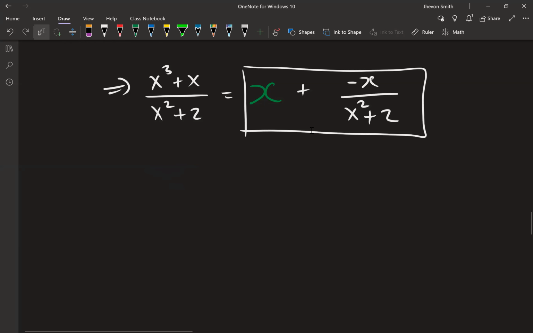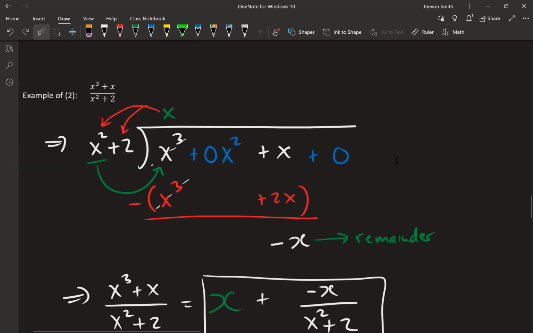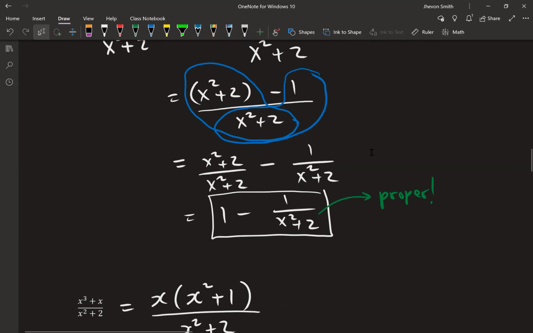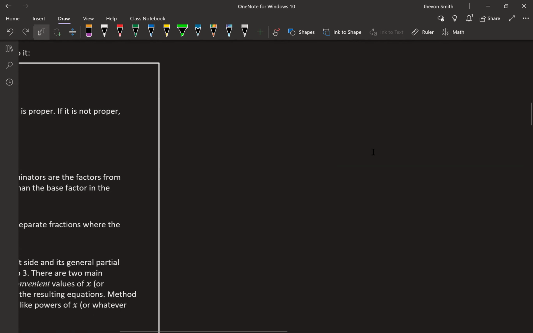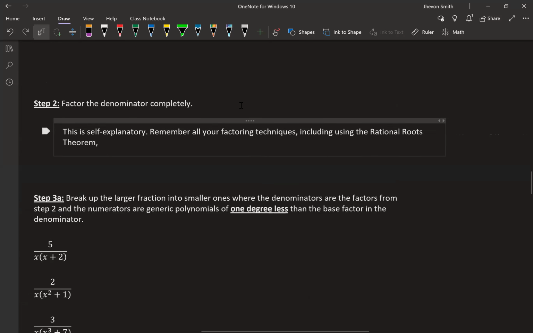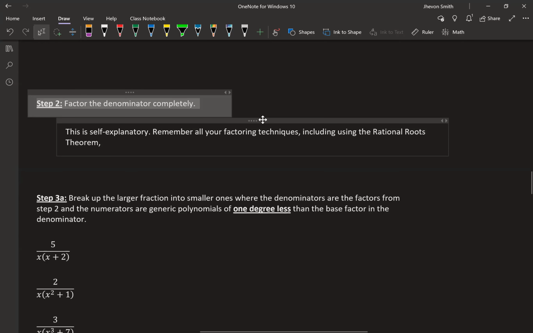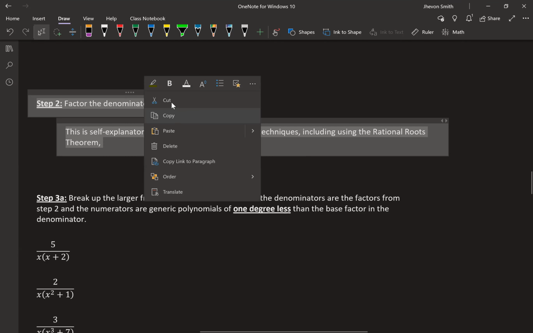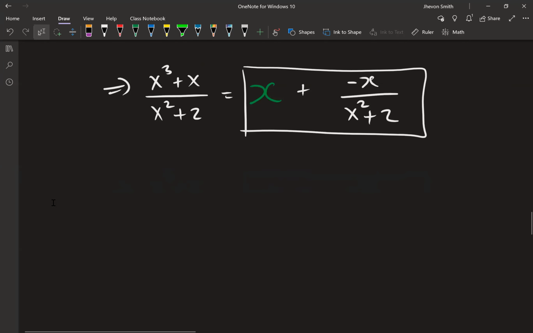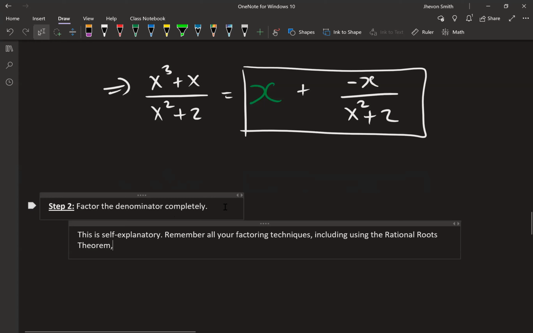Again, if you don't remember that, you have to review that on your own time. I don't want to get into it. So that is a situation where you don't have a proper rational function and you want to make it proper. Let's look at the other steps. So that's step 1: make sure you have a proper rational function. If not, you can make it proper by doing that.